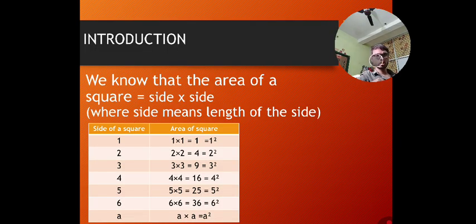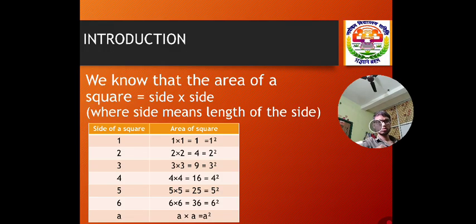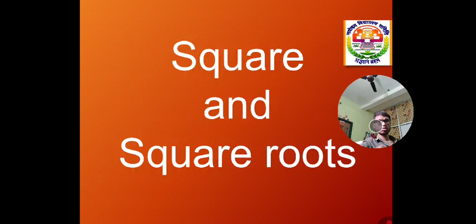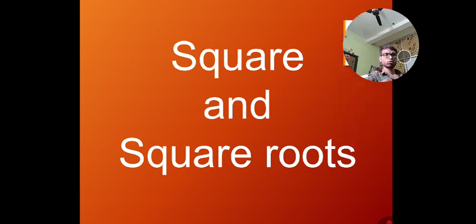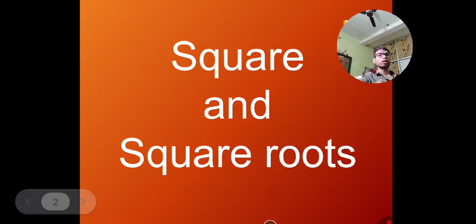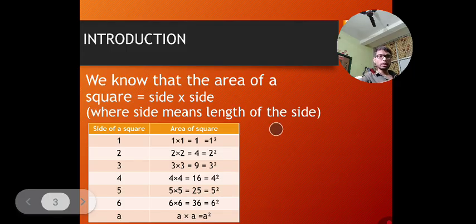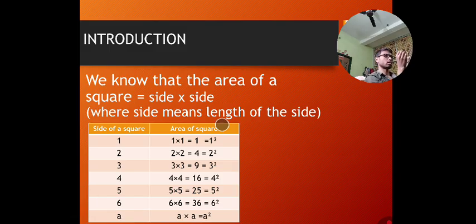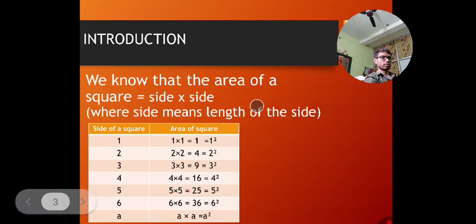Introduction. Are you ready? Now we know that the area of a square is what? When we calculate the area of a square, we just multiply side by side. This gives us the area of a square. This is also a formula for calculating the area of a square, where side means the length of the side.